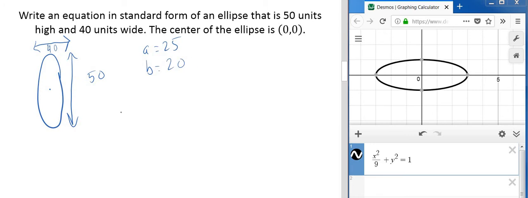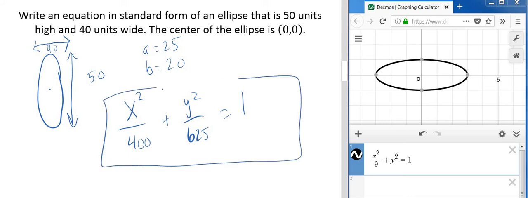And so if we wrote the equation, x squared plus y squared, of course it equals 1. All the equations equal 1 for an ellipse. That's convenient. Let's see, it's stretched out vertically, so A has to go under my y squared. So if you square 25, you get 625. If you square 20, you get 400. Okay, that looks like the equation there.